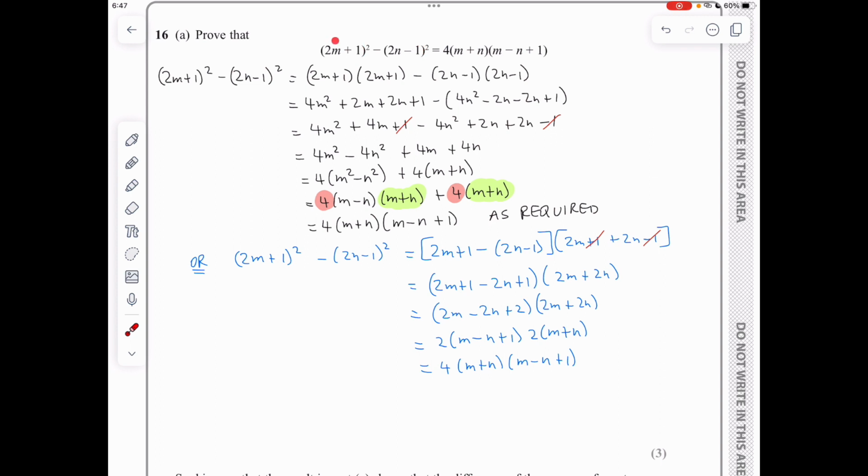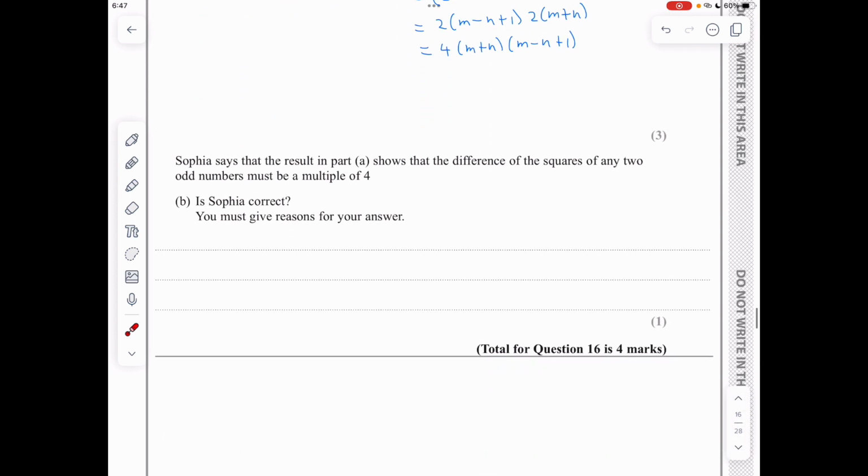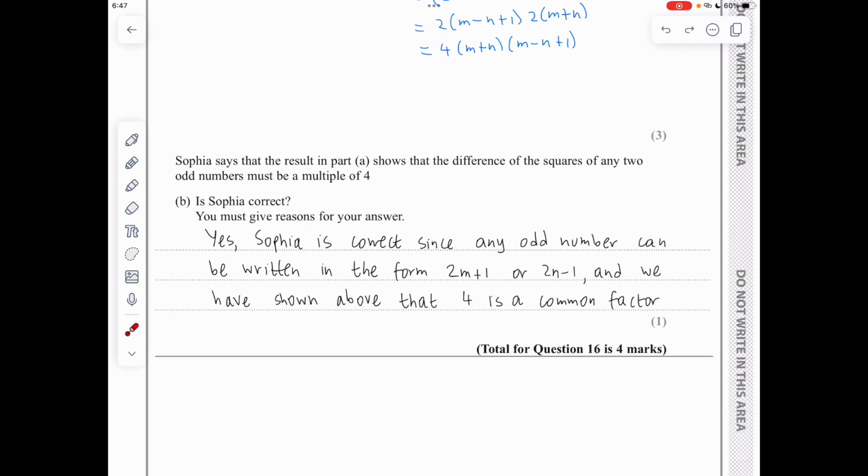because all odd integers are one more or one less than an even number, and 2m and 2n are surely even, and therefore we simply say that yes, Sophia is correct, since any odd number can be written in the form of 2m plus 1 or 2n minus 1, and we have shown above that 4 is a common factor. 4 is a common factor always, which means that the difference of the squares of any two odd numbers must be a multiple of 4.